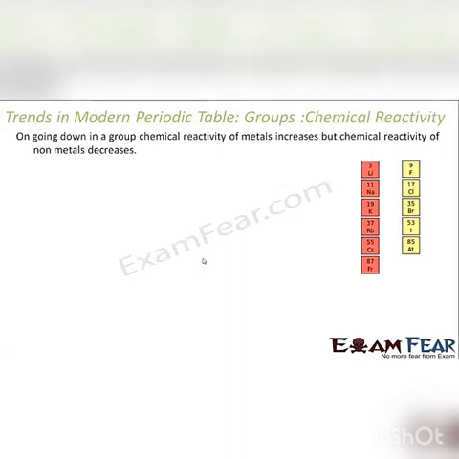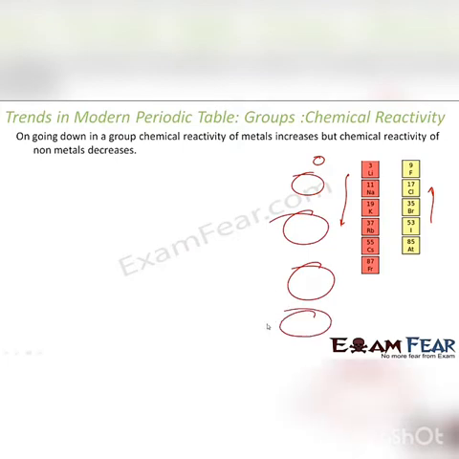If you talk about chemical reactivity, same thing. The reactivity of the metal increases down the group, and the reactivity of the non-metal decreases. Same funda here, because the size of the atom is increasing, right? So this guy easily goes out because the size is increasing and the nucleus is not able to have control on this electron. This electron is more reactive, it goes out easily.